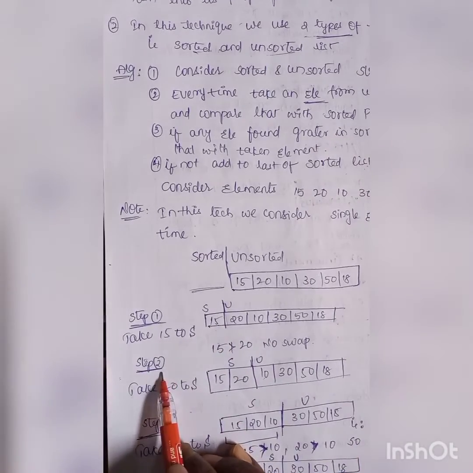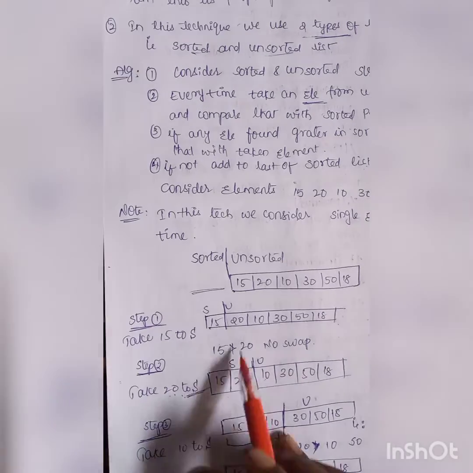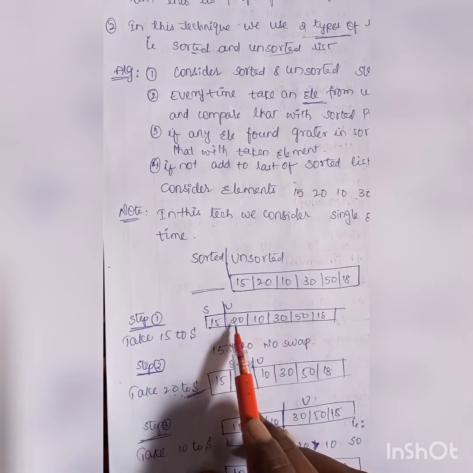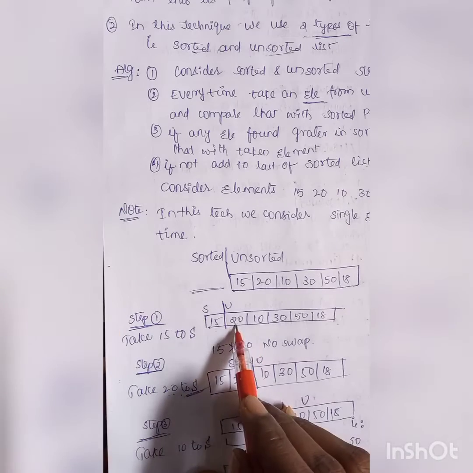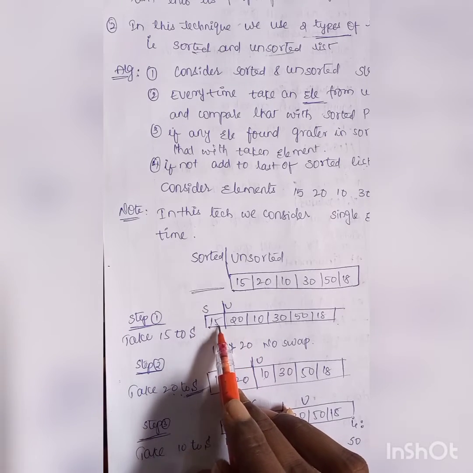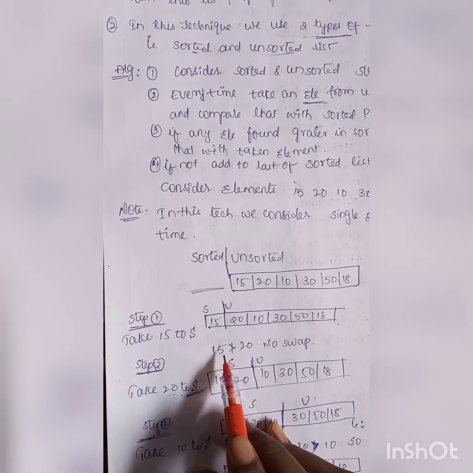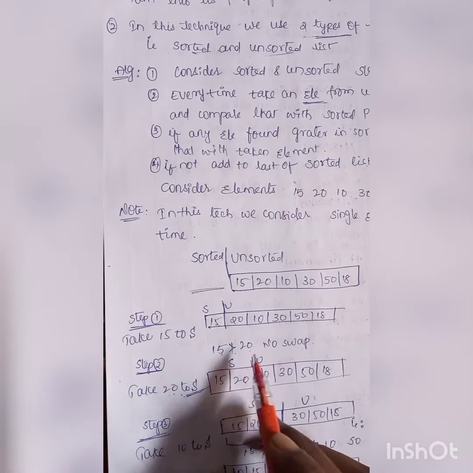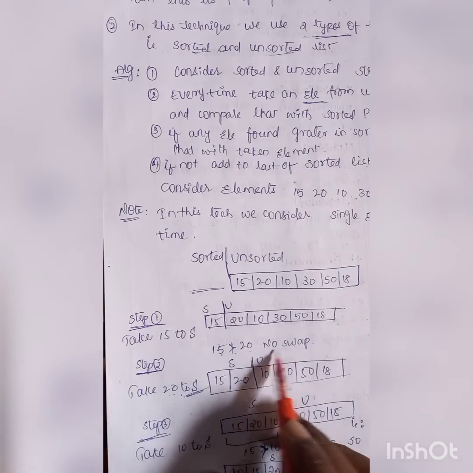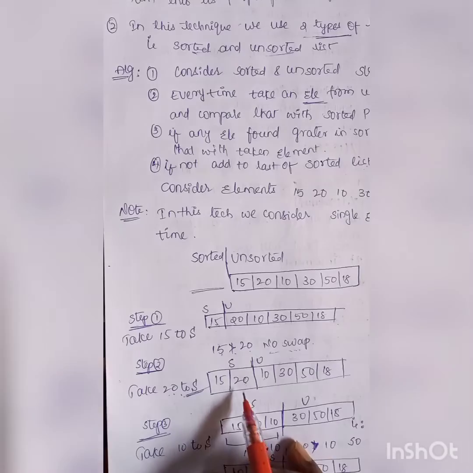Next, step 2. In step 2, take 20 to the sorted part. From unsorted to sorted, only one element, 20, is brought. Now this 20 is going to be compared with the elements of the sorted part. In this sorted part, what values do you have? Only one value, 15, and that must not be greater than 20. Here the condition is false, so no swapping will be done. Simply add this 20 to the sorted list.